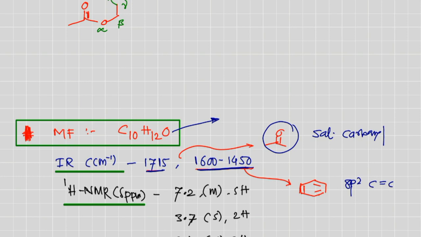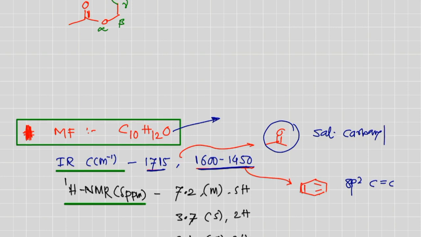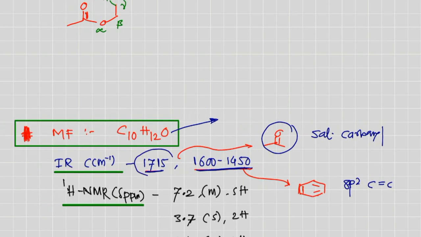Okay, that means two things will be obtained. Remember one thing: in the same problem, instead of 1715, if 1690 is given to you, then what will happen? That means your carbonyl group is in conjugation. This is the first major difference to differentiate this molecule. In the 1715 case, your phenyl ring and CO group are separated; they are not in conjugation. If 1690 is given, that means your benzene and CO are in conjugation.